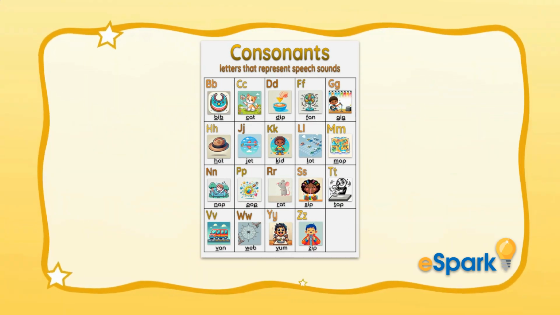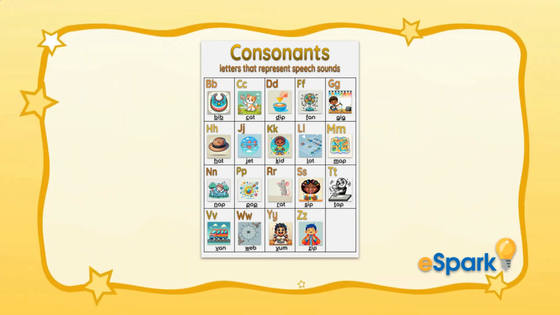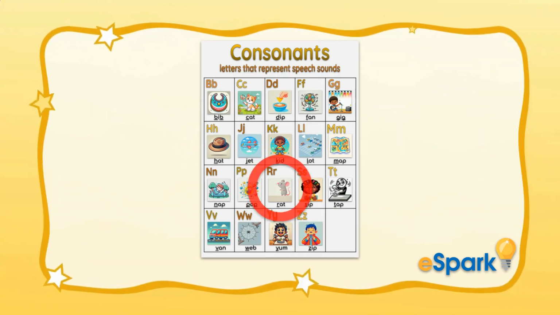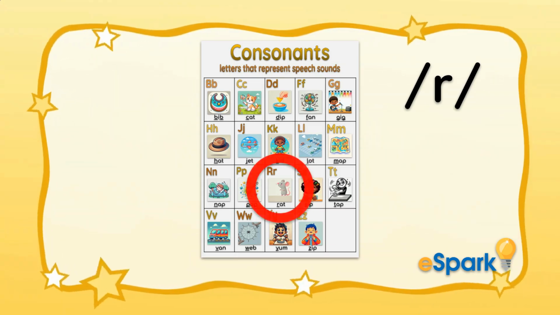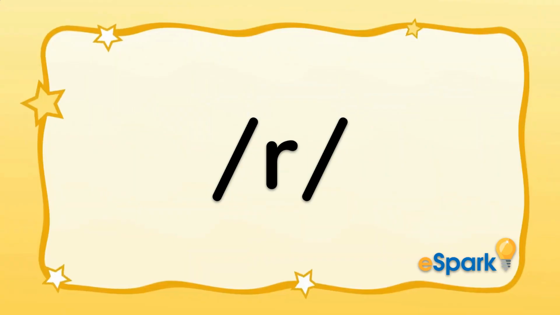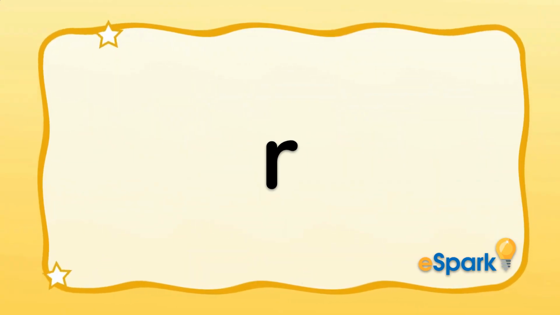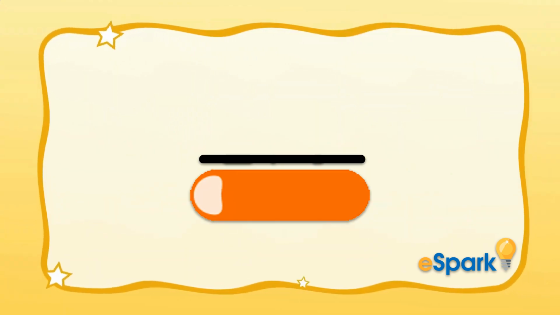Today, we'll learn how letters make certain sounds, and how we use those sounds to decode and read words. The letter R is a consonant that makes the voiced sound, like at the beginning of the word rat. We'll use the sound when decoding a word with the letter R. We'll say each sound from left to right, then blend the sounds together to read the whole word.